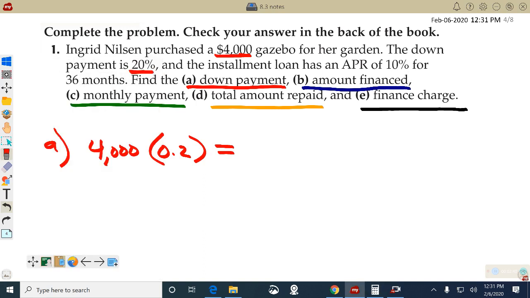800 bucks. So Ingrid's going to put 800 down cash on this gazebo. That's all she can afford right now. She wants the gazebo, but she can only put in 800 bucks for now. Cool. There's part A. We're done.